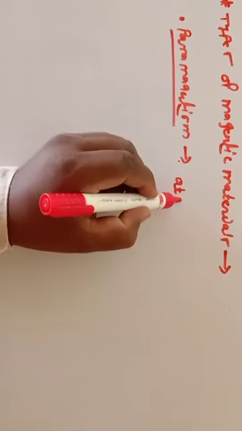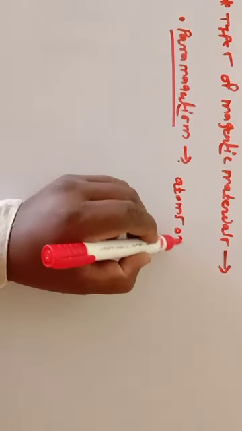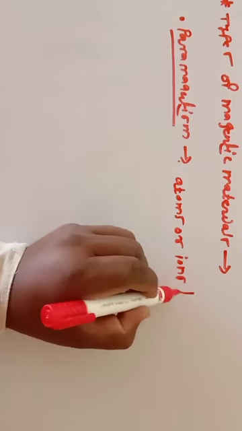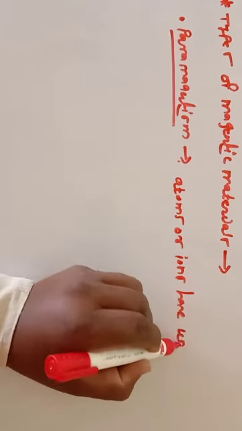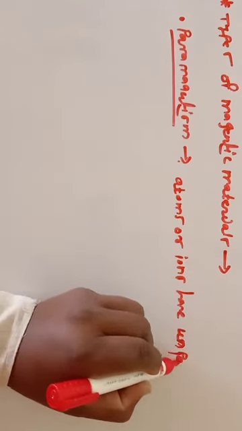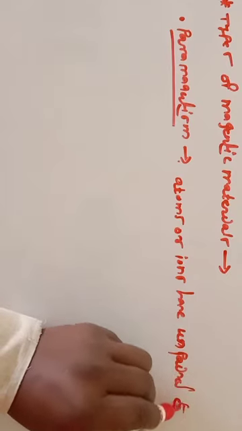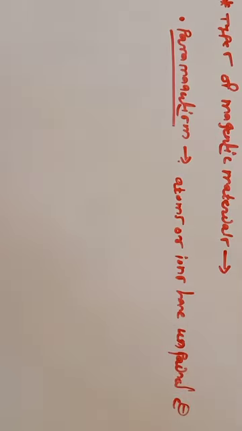when you plot a graph of magnetic susceptibility with temperature. So if you consider this paramagnetic material, we are very much familiar with it, that is the material having unpaired electrons. In this material, the atoms or ions have unpaired electrons. So this is the basic difference between diamagnetic materials and paramagnetic material.